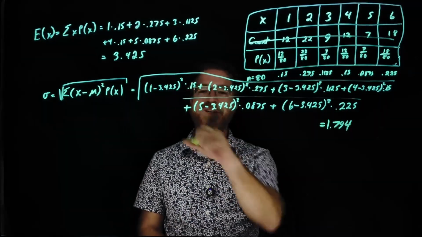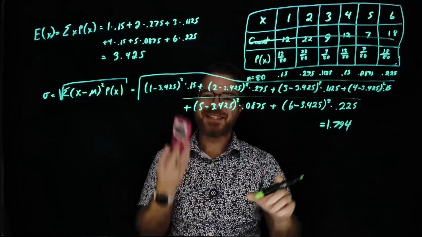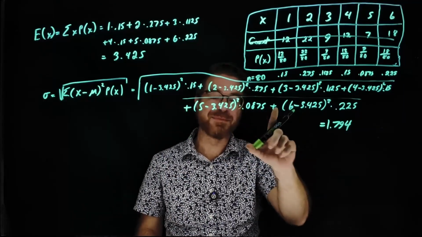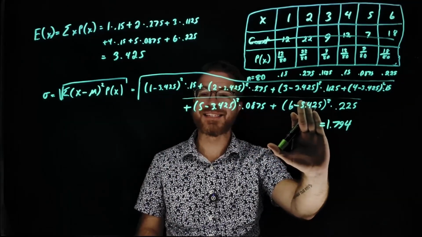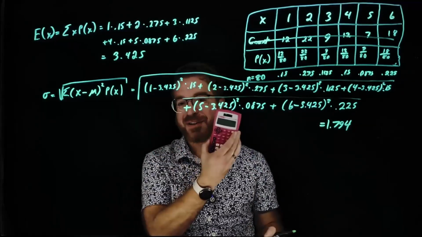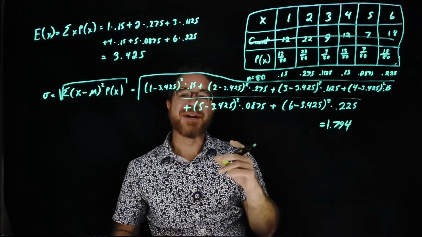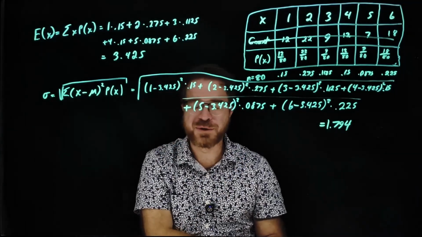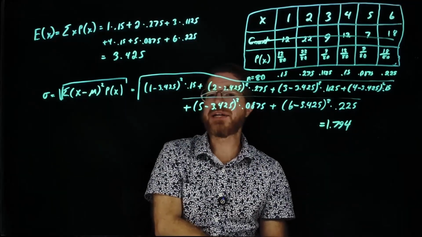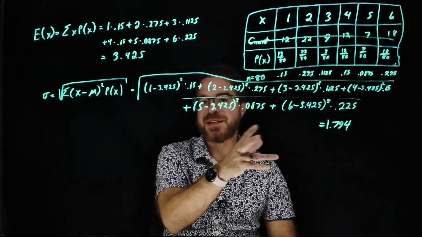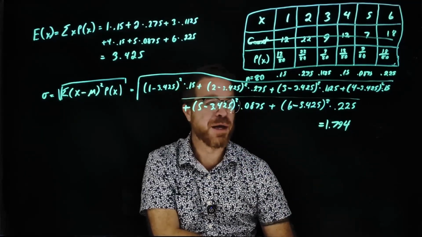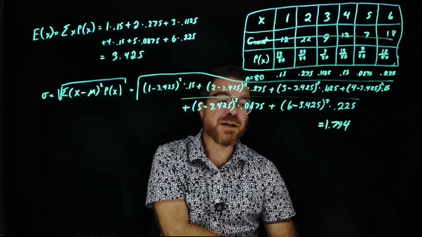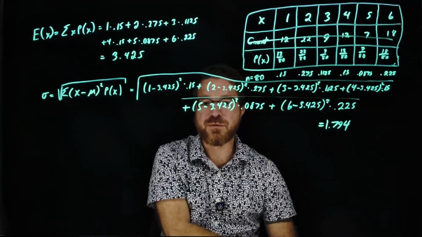Okay, quick thing. I actually put all this in, and this calculator cannot take something this long. It actually cut off at the 6. So if you're using a calculator like the TI-30X2S, you would have to do this in pieces, like I was saying most students will do. If you have a different calculator, you may be able to put this all in as one step. But in the end, we get a standard deviation of 1.794.